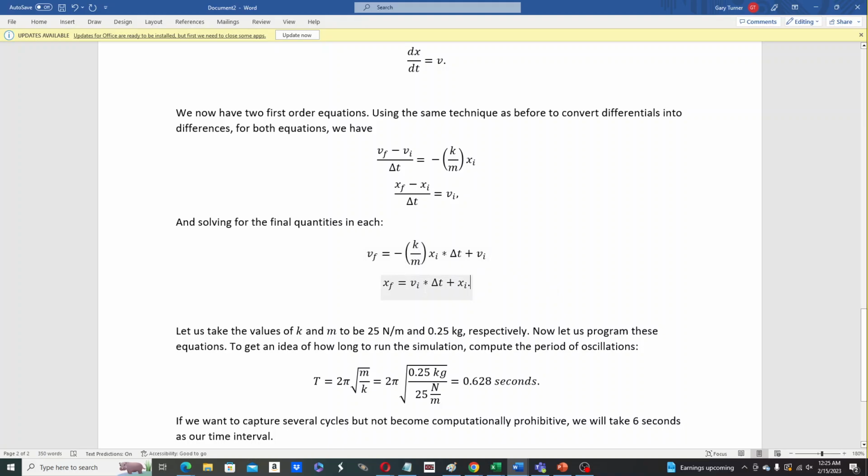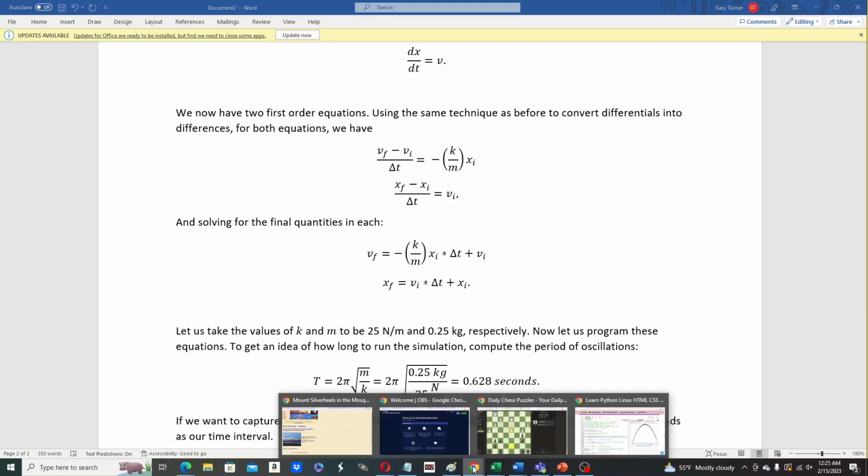So our F's represent the final point in each step. The I's represent the initial points in each step. Delta T is just the time interval between two successive times in the calculation. And the square root of k over m is the angular frequency.